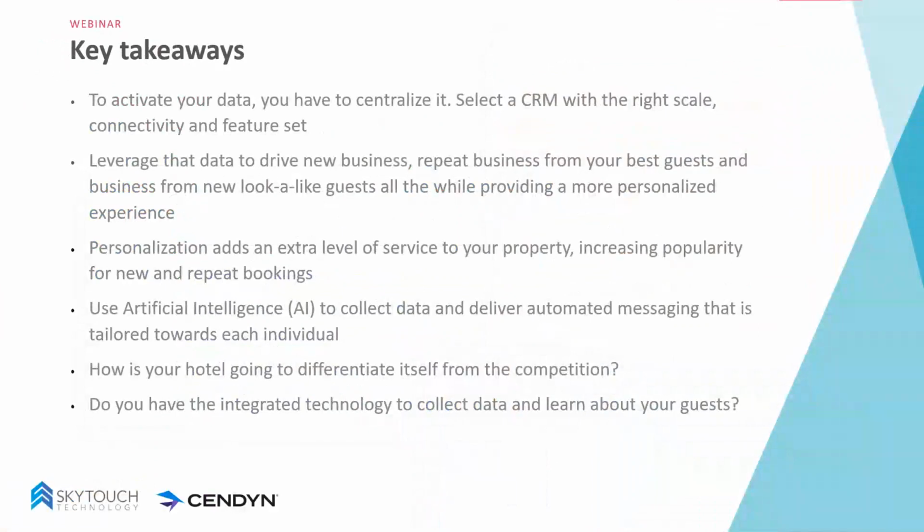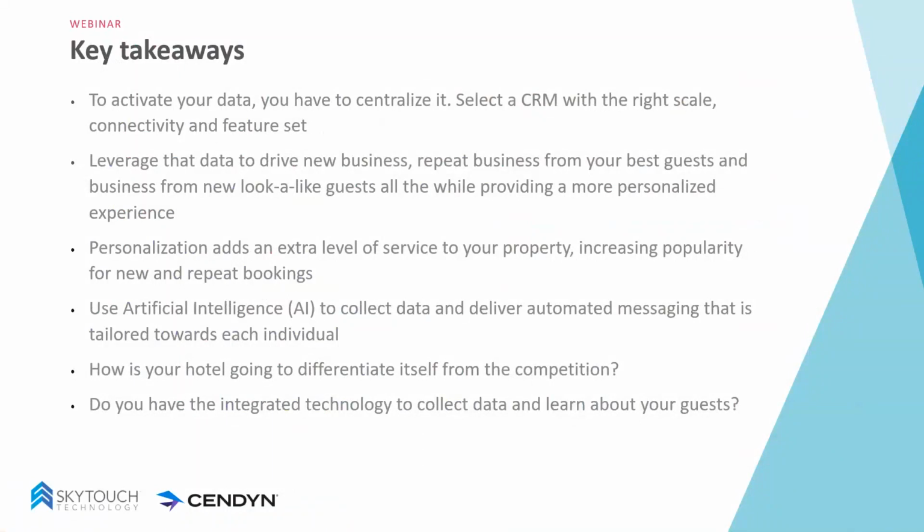Okay, great. So in the past half hour, we have learned that to activate your data, you have to centralize it. Select a CRM with the right scale, connectivity, and feature set, and then leverage that data to drive new and repeat business, all while providing a more personalized experience. Personalization adds an extra level of service to your property, increasing popularity for new and repeat bookings. And by utilizing AI, you can collect data and deliver automated messages that are tailored towards each individual.